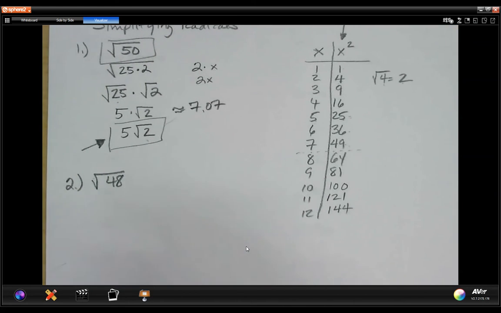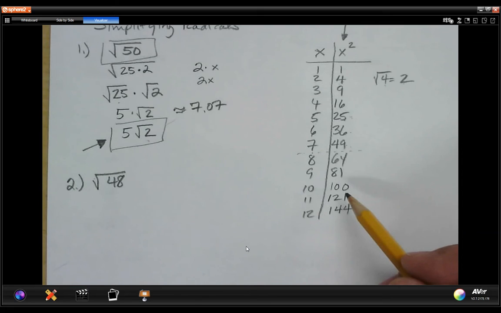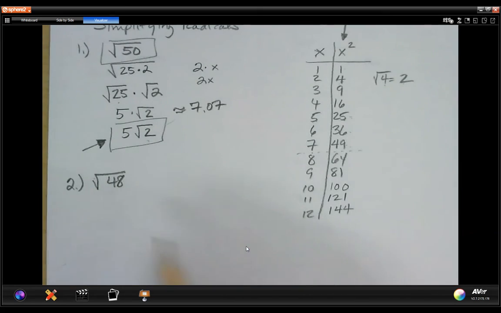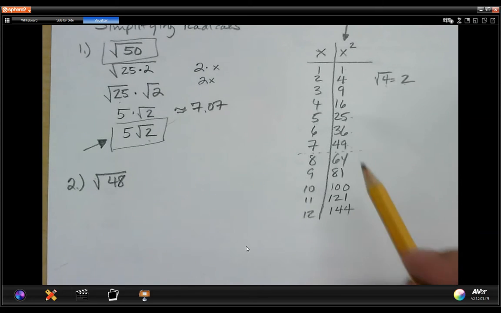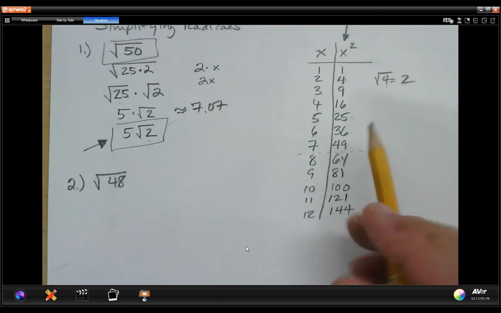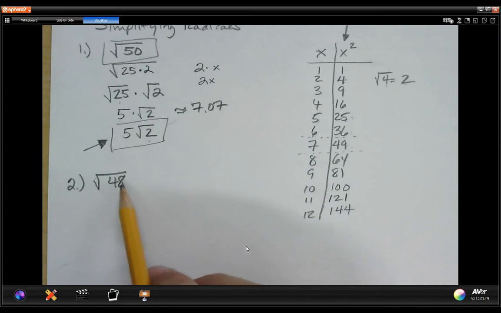Let's look at the square root of 48. The first thing I'm going to do, since I've made this table and already did the work, is look through this x squared column and see if this number 48 shows up. Well, it doesn't. 49 is really, really close, but it's not. So I'm going to be looking at any numbers that are above that. So just by looking at 48, what number do you know will go into that?